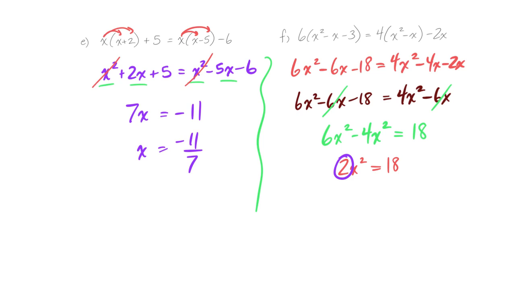If I go through and say, well, to get rid of a times by 2, I'm going to divide by 2, then I could take this purple solution that would say x squared is going to equal 18 divided by 2, which is 9.